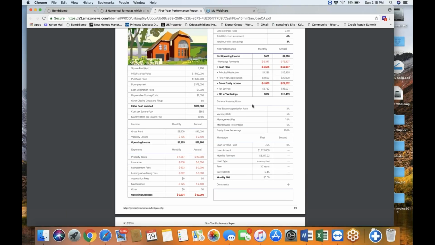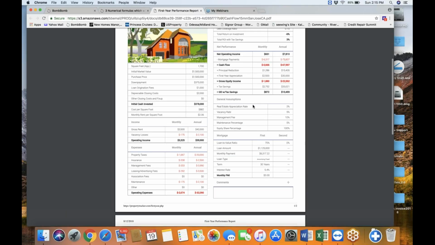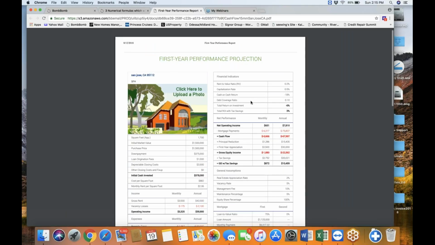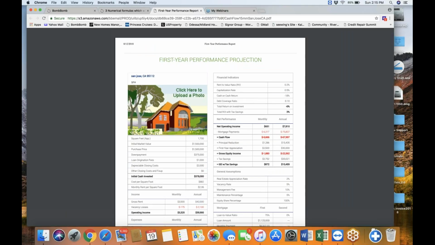Okay, I don't need to go any further. I think I stated my point. Buying a property in San Jose or the Bay Area or even California is not a good use of your money, based on these analytical metrics, based on common sense, really.